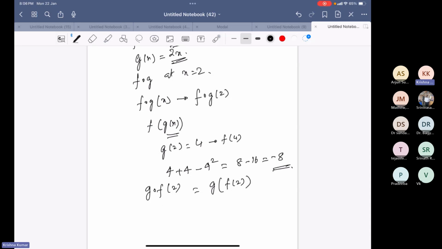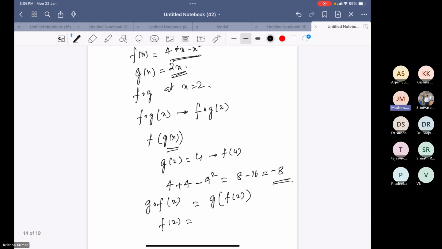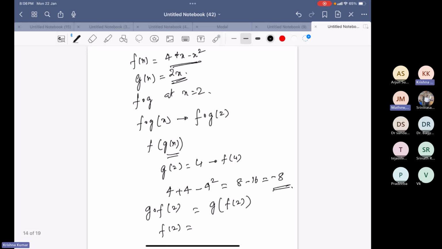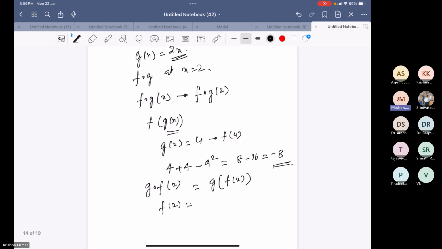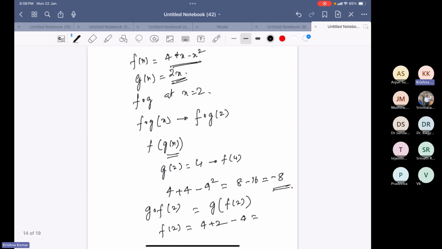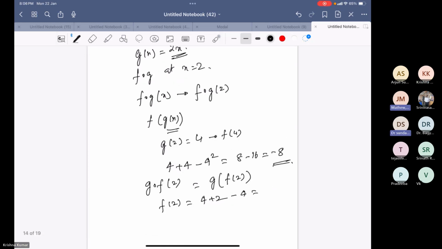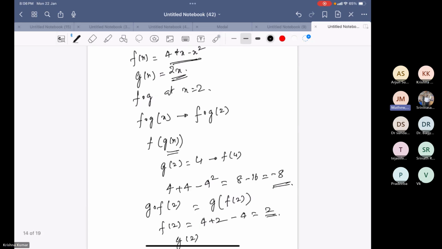So what's f of 2? 4 plus 2 minus 4, 6 minus 16, 10. No, 4 plus 2 minus x squared is 2. Oh, 2, yeah. Okay. So g of 2. What is g of 2?